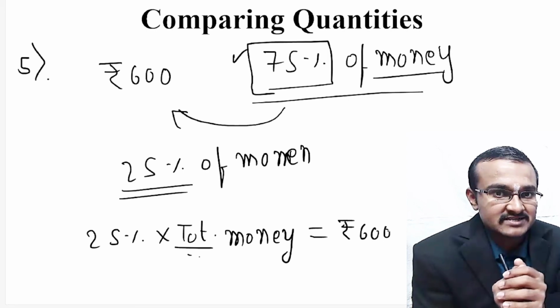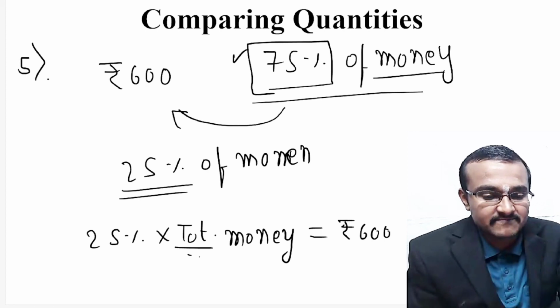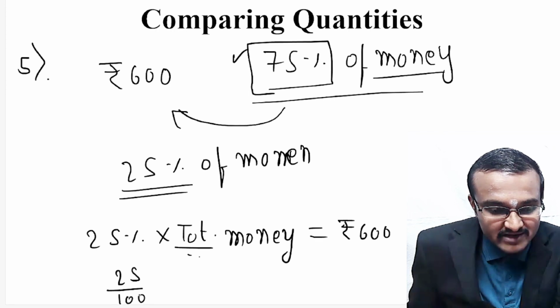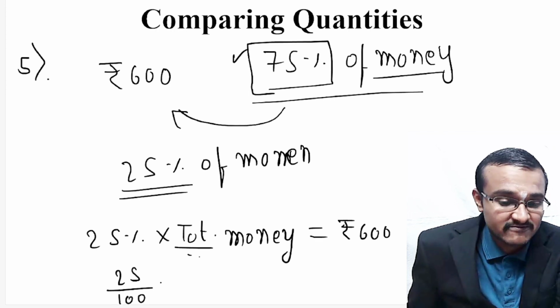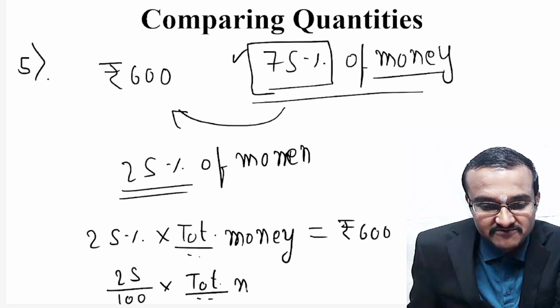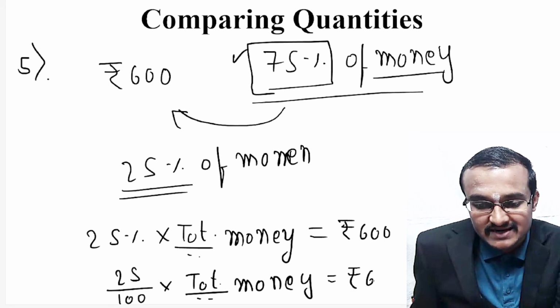What is 25%? To convert 25% back to a fraction, you should divide by 100. So 25%, when you divide it by 100, becomes 25 by 100. So 25% can be written as 25 by 100. We don't know the total money, which we should find out. So total money is equal to rupees 600.